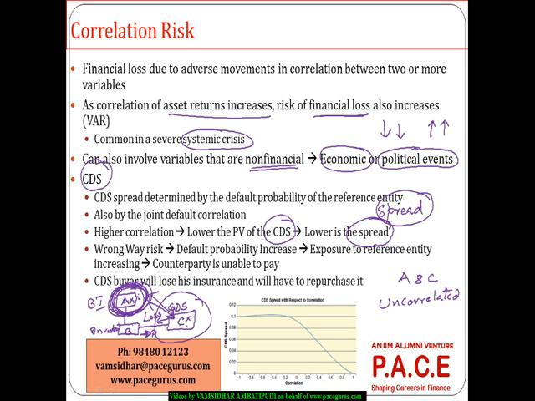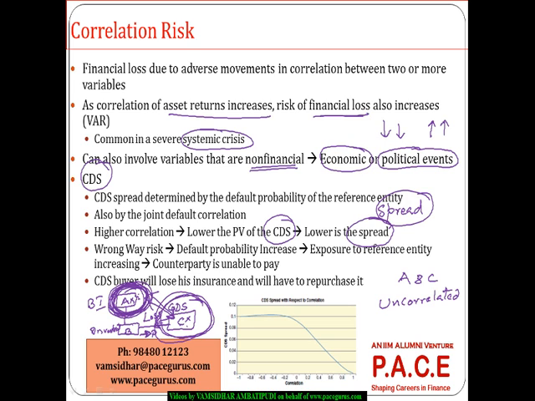But if the correlation between them does not exist, it means that if this entity is going to default, definitely this will not default, because they are not that related or they have a negative relationship between them. So even if this entity is defaulting, this will not default. So there is a kind of protection. I am very much assured of a protection, which results in the spreads going up.